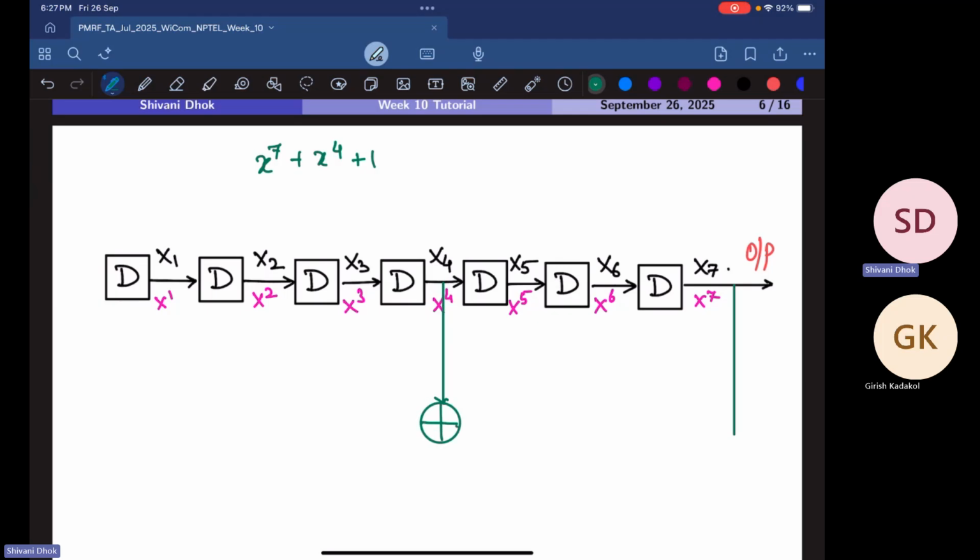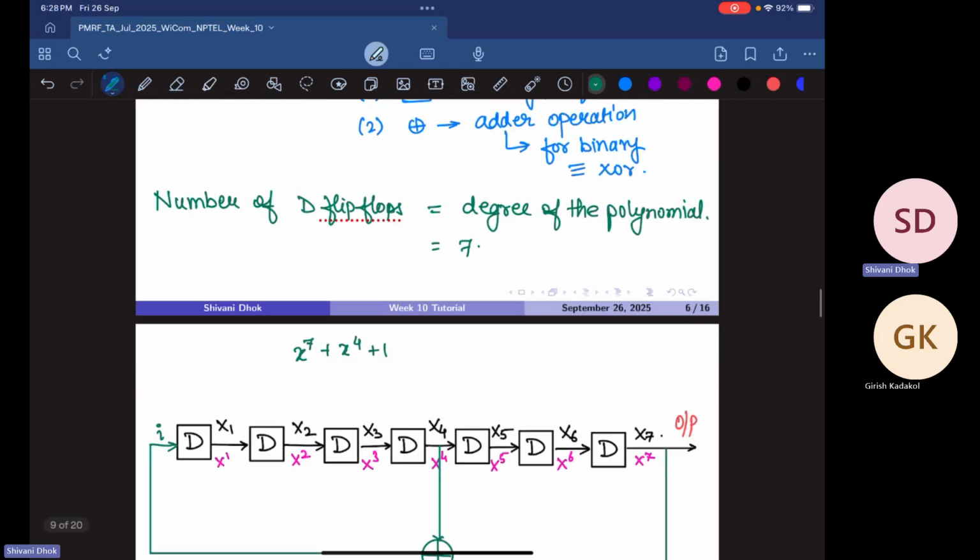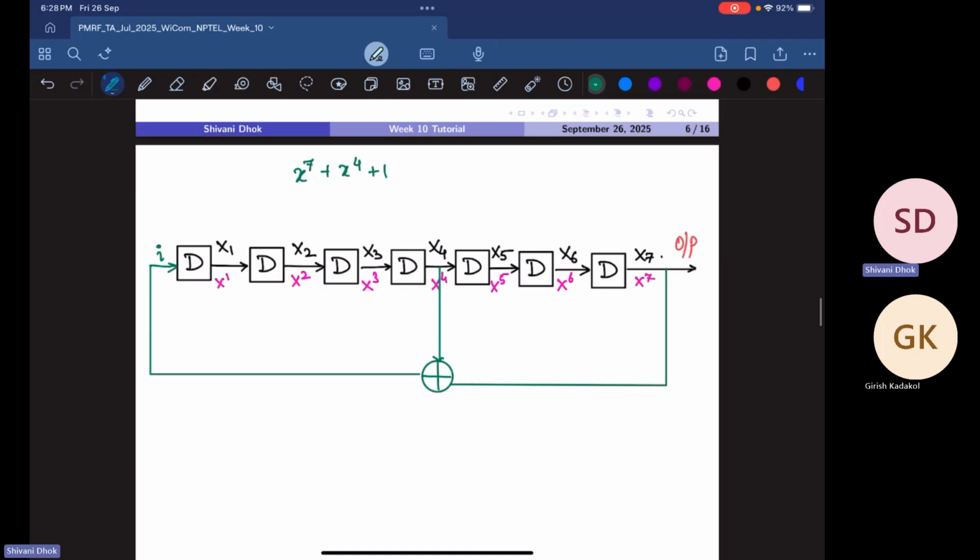You'll XOR them and give them as feedback as your input. So this is your I. Okay. So this is how you will represent your given polynomial using your forward shift register representation.